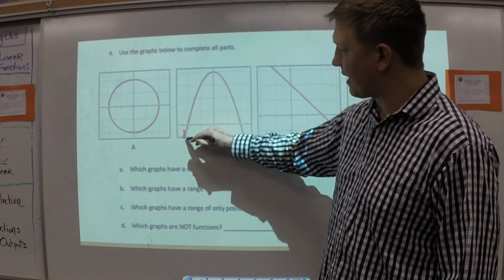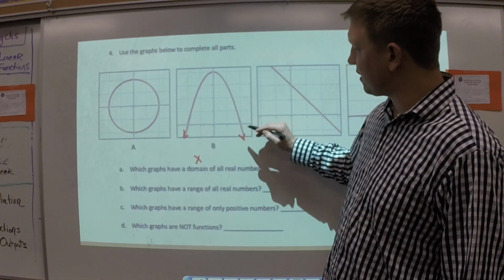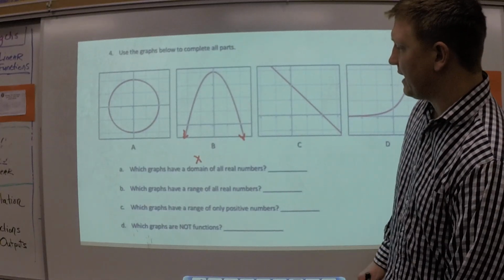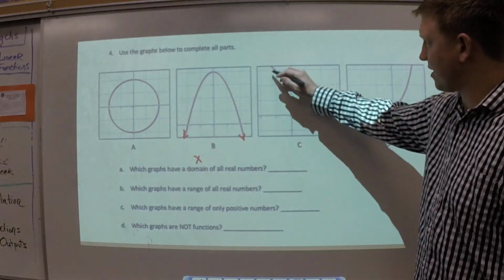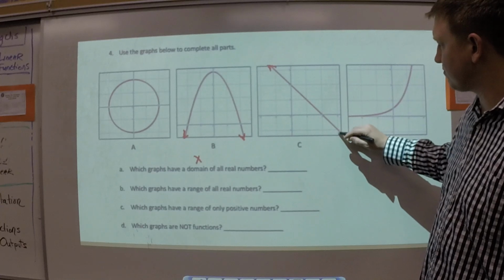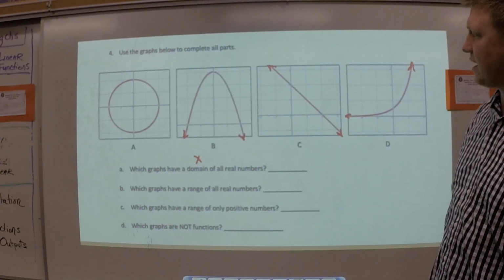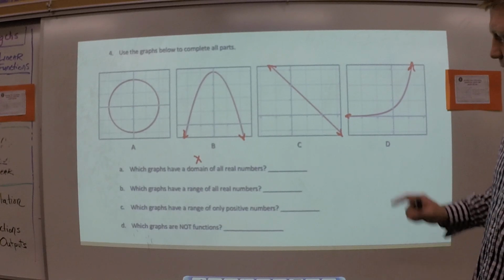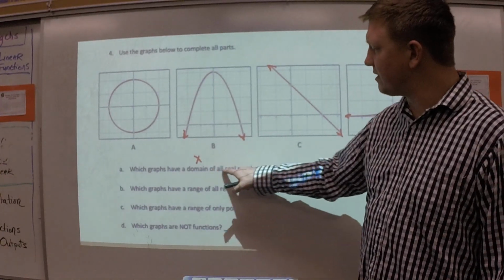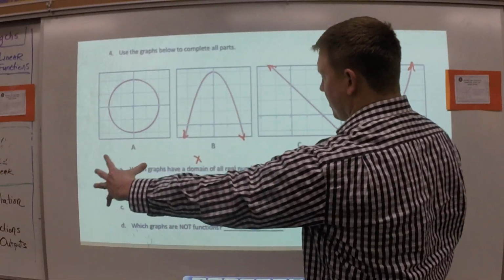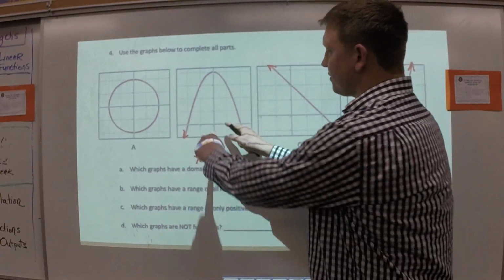Honestly, I wish this had arrows on each end, but if they're going to the edge of the graph, it is actually implying that they go forever and ever in both directions, all right? So you could put arrows on yours, and that would be nice, because then it emphasizes it goes forever in that direction. Domain of all real numbers. This will spread out forever and ever, and so it means all x values.